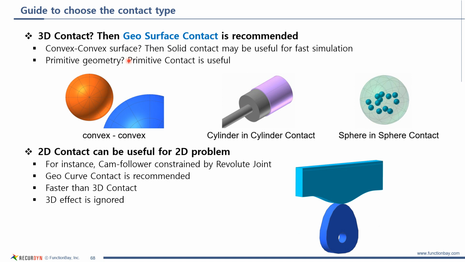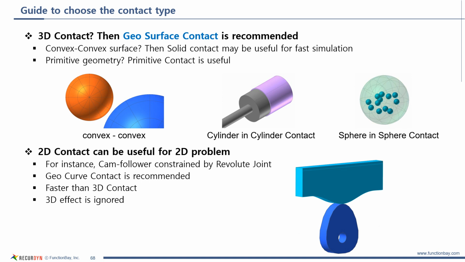Among the various contact types, let me give you a brief guide to choosing the contact type which suits your purpose. The most recommended contact type is geosurface contact. But when the contact surfaces are convex, then solid contact can be useful because it is usually faster than geosurface contact. If we define contact between spheres, then sphere-to-sphere or sphere-in-sphere contact can be used.